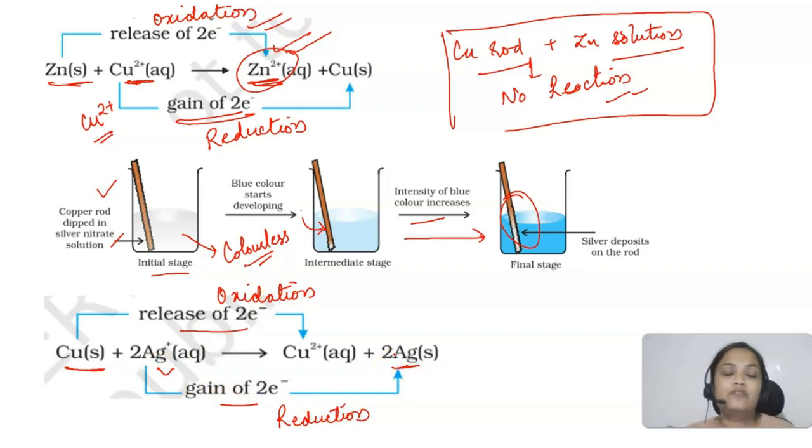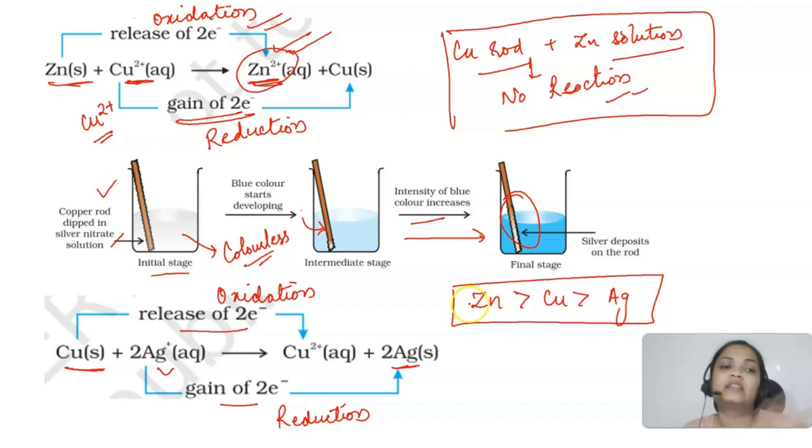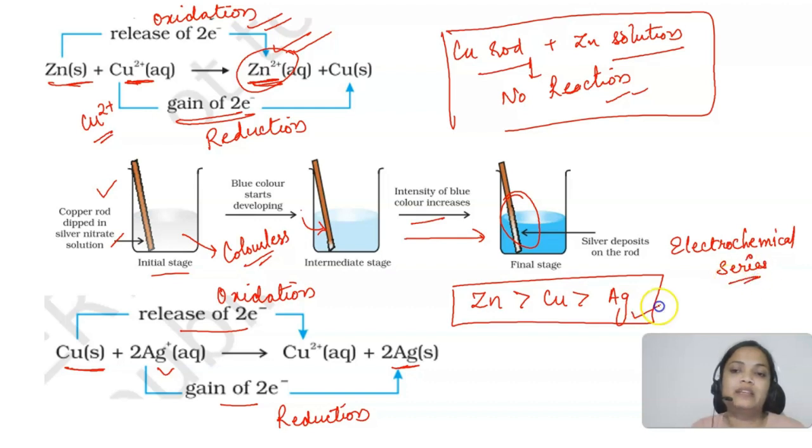Again, why is this happening? We can say that the reactivity follows this order: zinc, then copper, then silver. Okay, so we can talk about this for other metals as well in the electrochemical series. You have already studied the electrochemical series. So that is why basically we are doing these reactions. They are also redox reactions, because loss and gain of electrons are happening. That's why we have taken these examples.